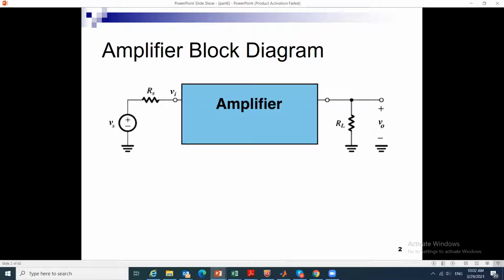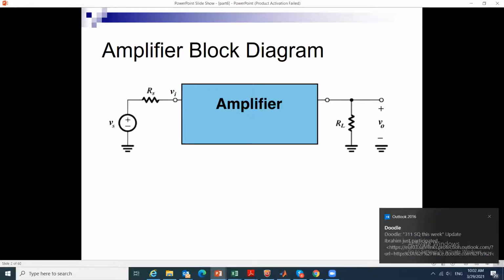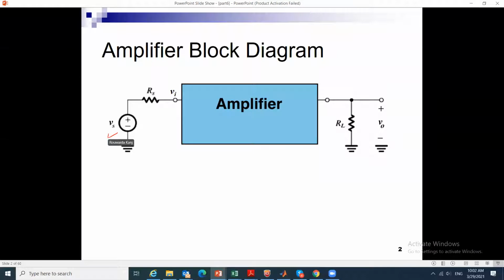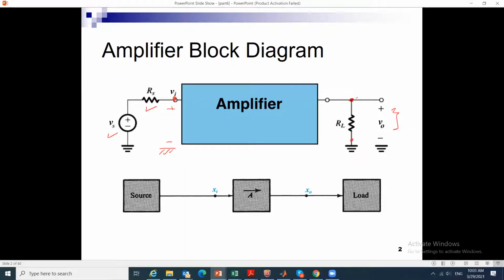Typically, if I have an amplifier, I will have the signal, and in addition to the signal source, it will have RS. The input resistance we have at the end of the signal, meaning it's between this node and the ground, and the output is always across the load. So this would be my amplifier block.